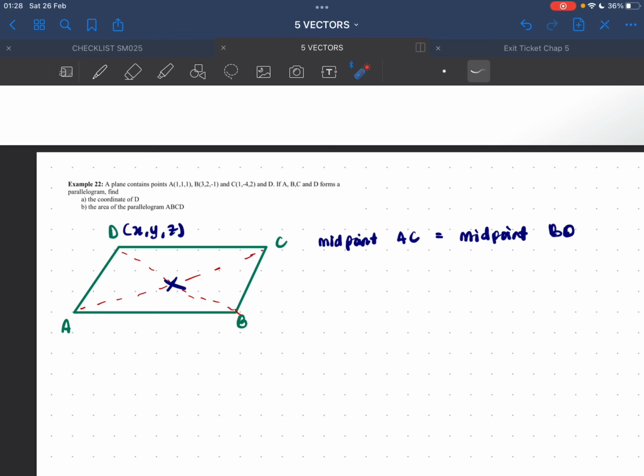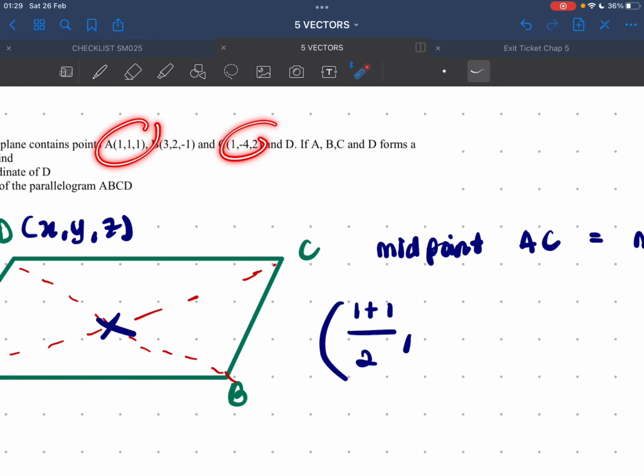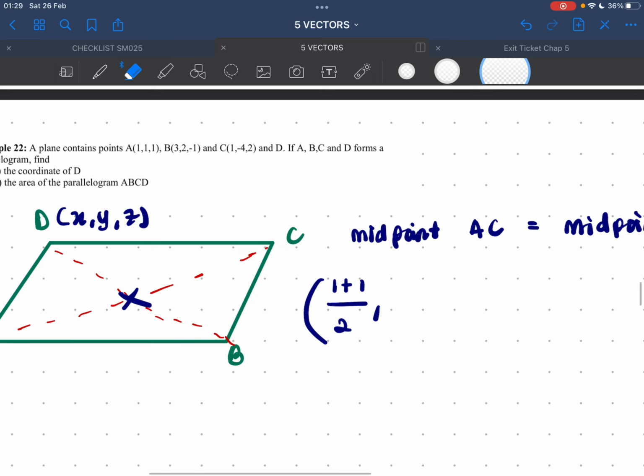Okay, so you know how to find the midpoint from A to C. So we have A is 1, C is 1, divided by 2, that is for your X. This one and this one, okay. 1 plus 1. And for your Y, 1 minus 4. So here we have 1 minus 4.